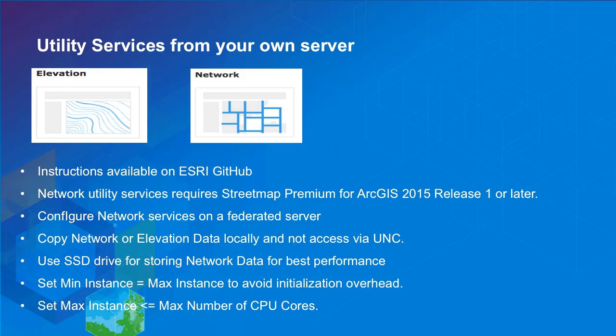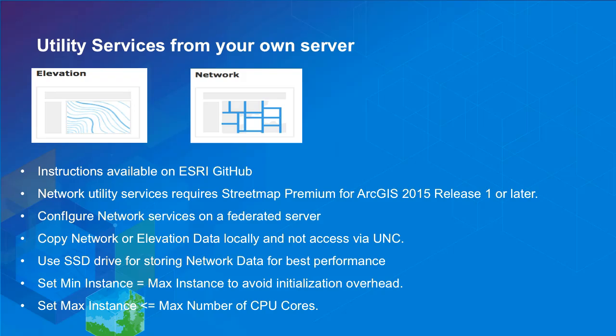One recommendation that we have is if you are using network or elevation data locally, we want to keep the data locally on the server machine rather than having it on a UNC share. It's going to affect the performance when the network tools have to access it over a UNC share. And we also recommend that you use a SSD drive for better performance.